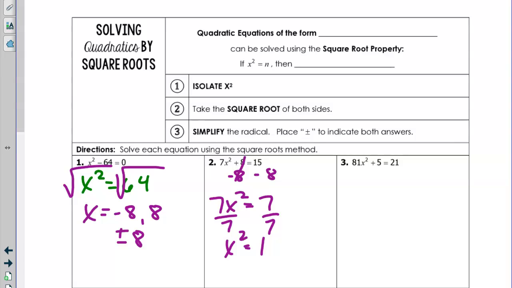This is not a bad section. This should be easy. X squared is equal to 1. What do I do next? Square root it. So what are my 2 values of x, or my 2 roots? Negative 1 and 1. Good. Do you want to see some where you have to simplify the radicals? Yeah. Alright, let's look at number 6.